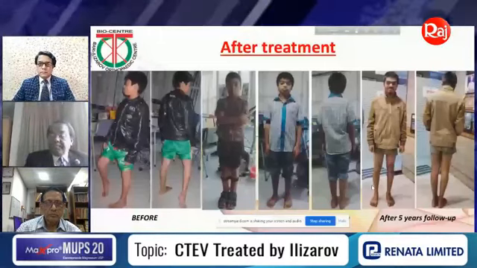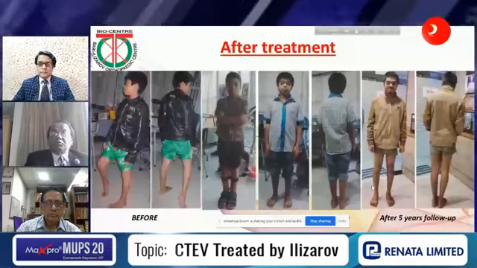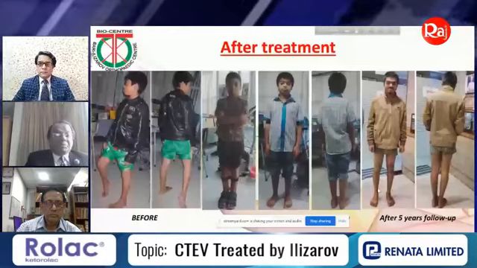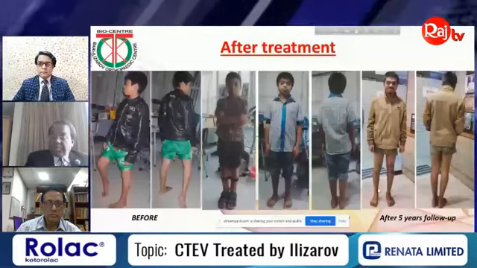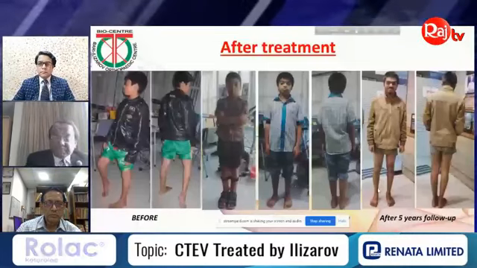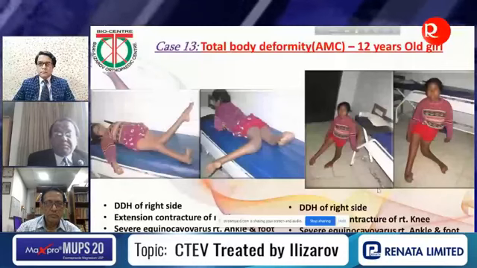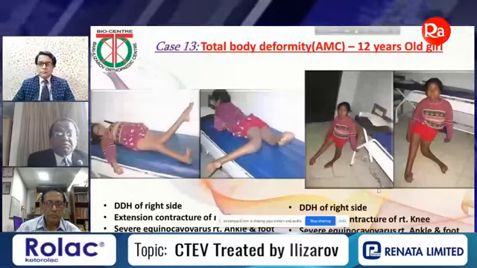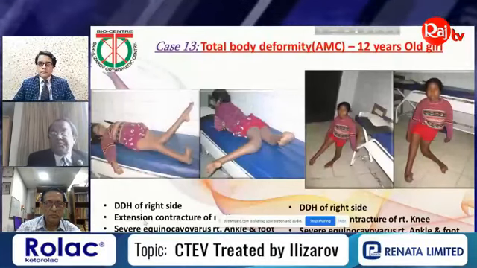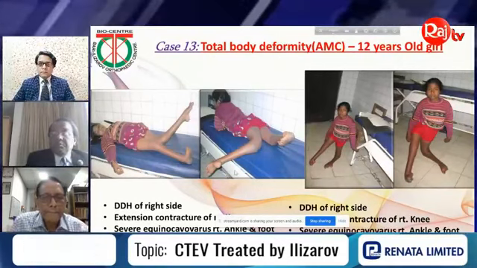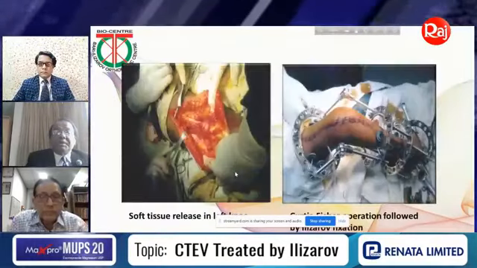This is the follow-up. Now you can see here, total body AMC. The patient could not walk. Parents came to me for the last 12 years. Then the problems are here. You can see what the problems are. 6 major problems. All the major problems you can see here. How? She is crawling. This is the X-ray.